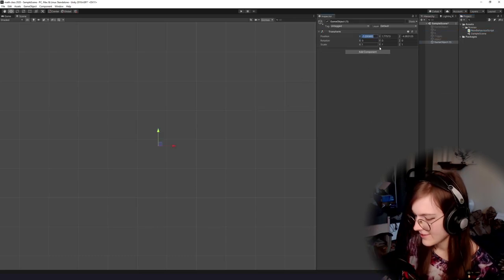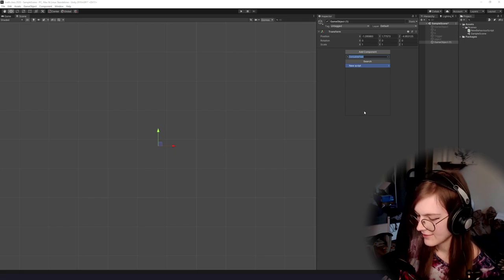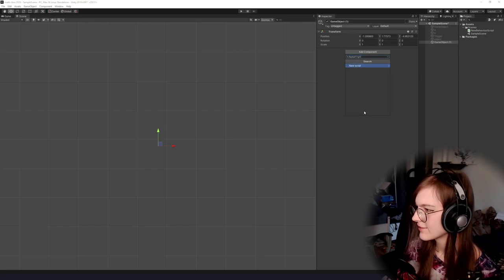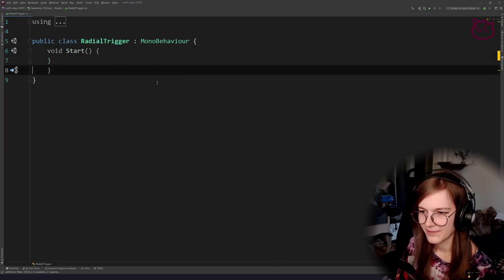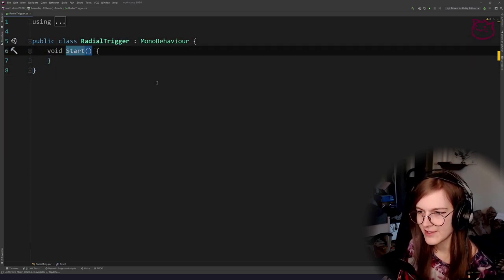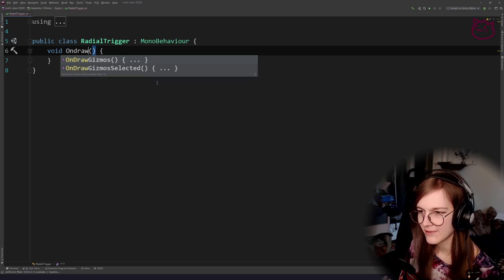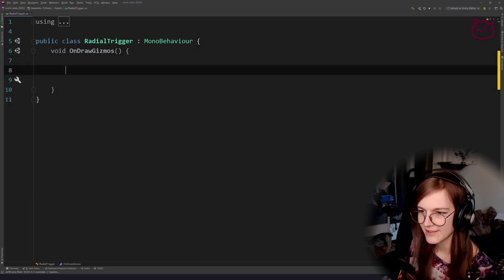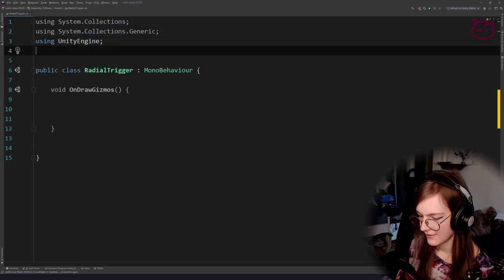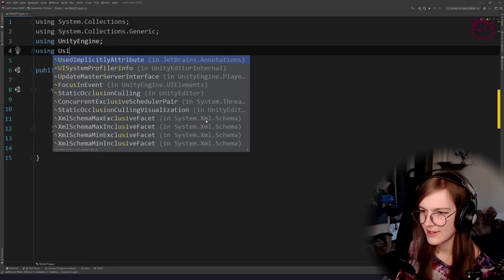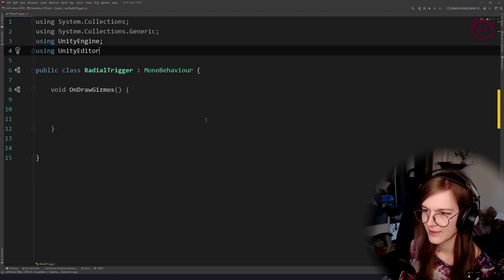So I guess we can just start by making a component for this, radial trigger. We're just going to do everything in OnDrawGizmos so we don't have to press the play button, because that's gross. We're going to need to use UnityEditor.